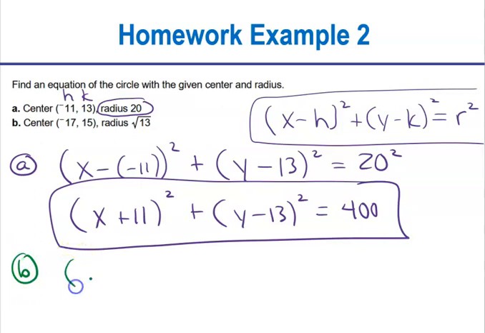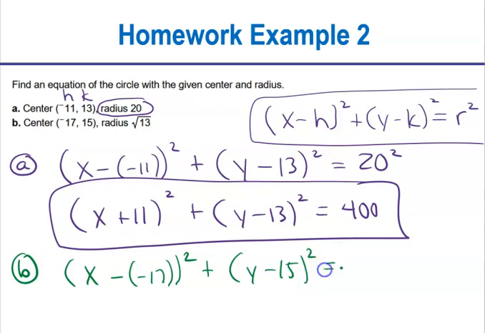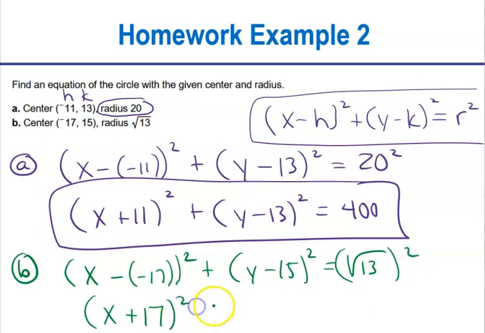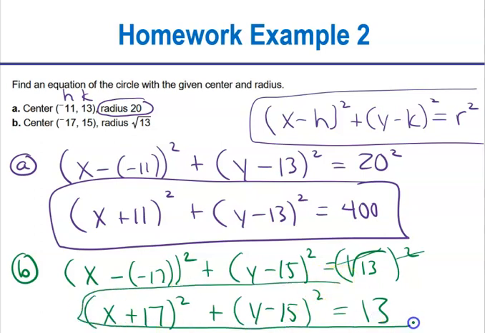All right, so how did it go? We said we have x minus, my x value of my center is negative 17. So we have another one of those situations where that's going to turn positive. And then y minus 15 squared. And I'm supposed to have the square root of 13 all squared. Now the negative of a negative 17 turns positive. So x plus 17 squared plus y minus 15 squared. Now what happens over here, the square root and the square cancel each other out to get 13. And this is the equation of the circle.